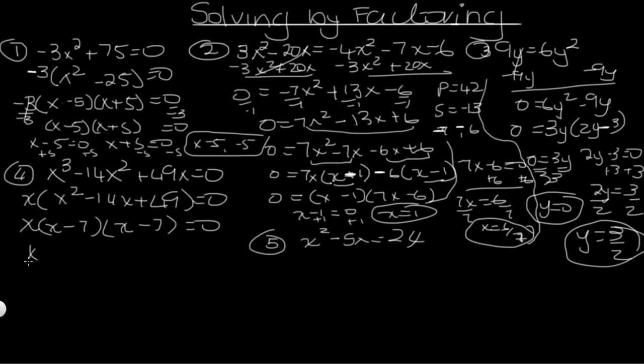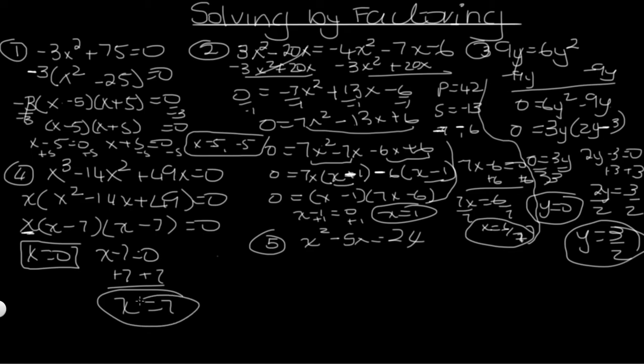So here I have x equals 0. That's already solved. You have to split up each term. Then here I have x minus 7 equals 0. This is the same thing, so you don't need to write it twice. So just add 7, and here you'll get x is 7. So 7 and 0 are your answers.